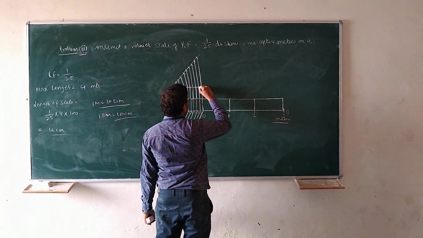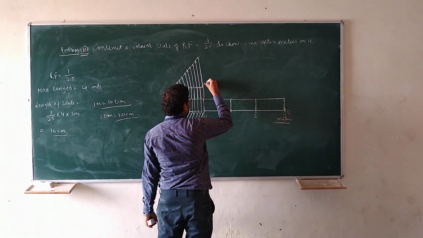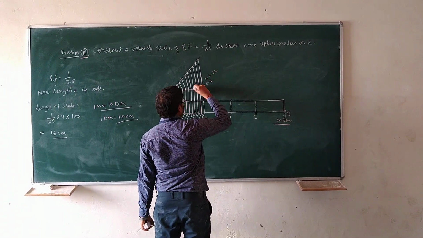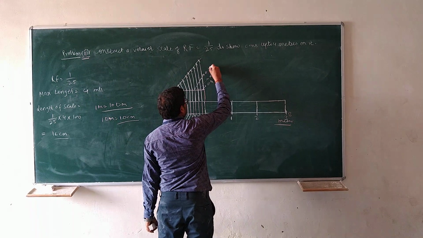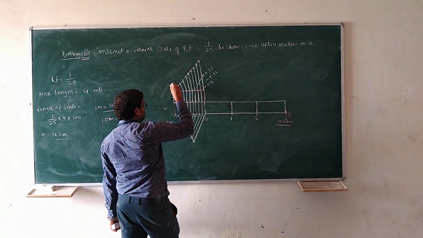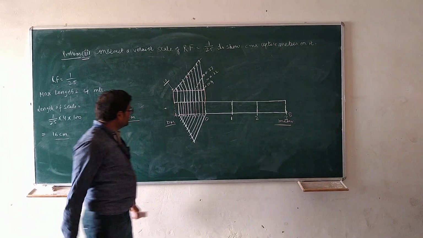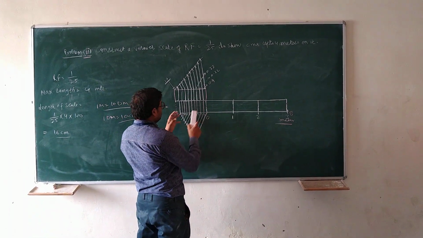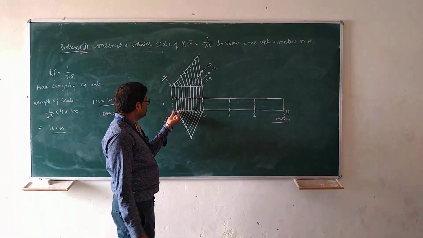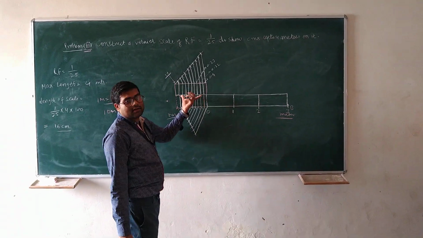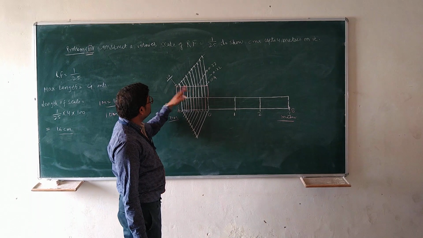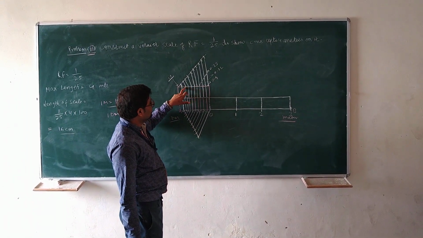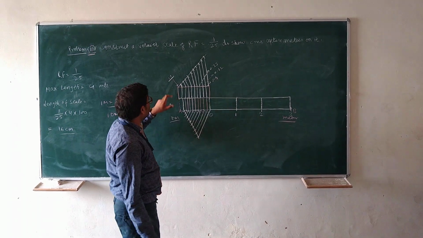Each point will show the dimension 0.11, 0.22, 0.33, like that. This will show 1.1. Why 1.1? Because suppose this is 100, then one part is increased by 10, so this height will be 1.0. So this will be 0.11, 0.22, 0.33, 0.44, 0.55, 0.66, 0.77, 0.88, 0.99, and this will be 1.1.